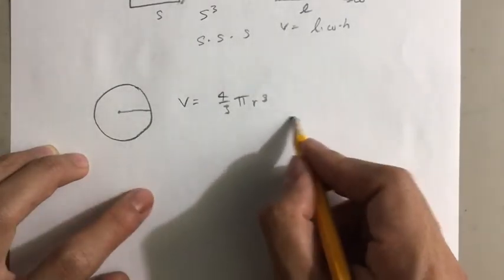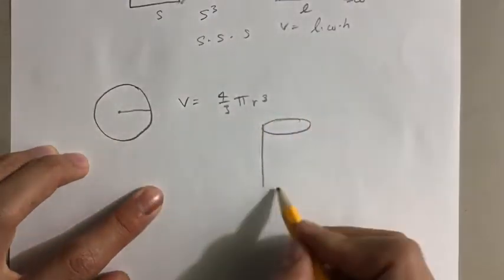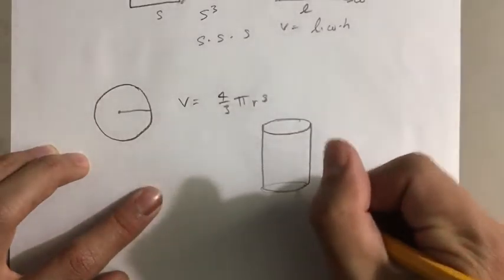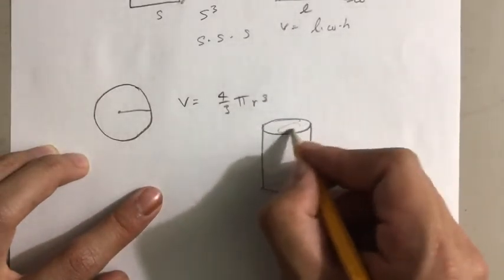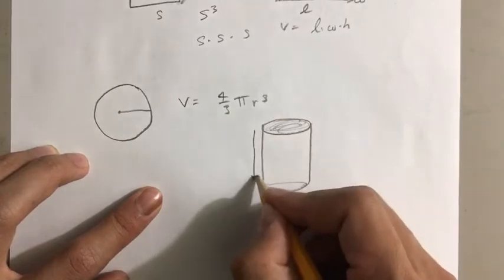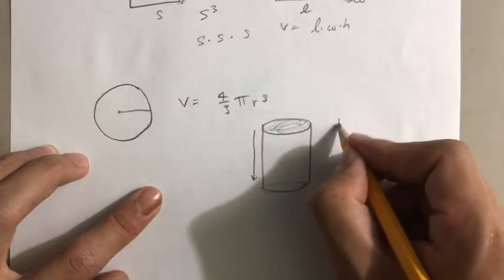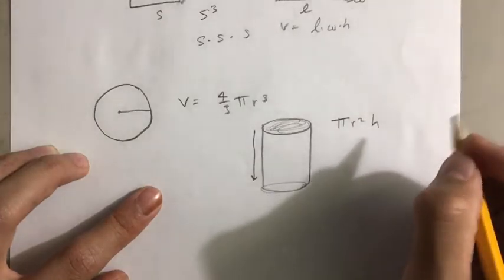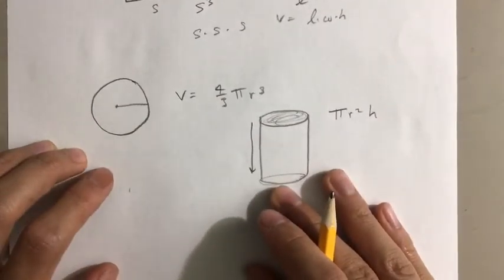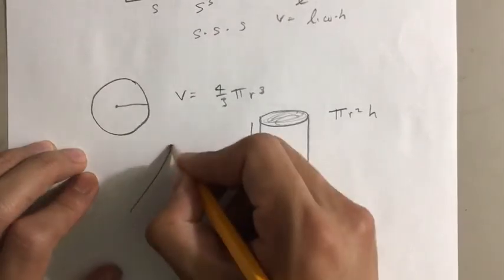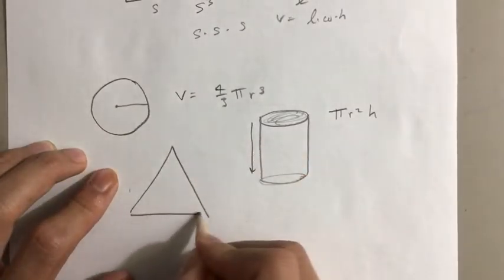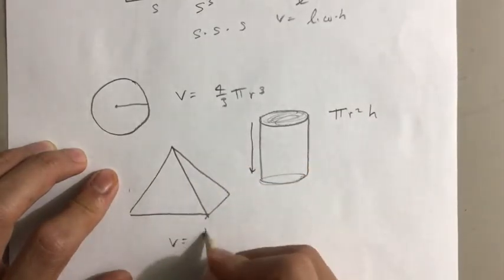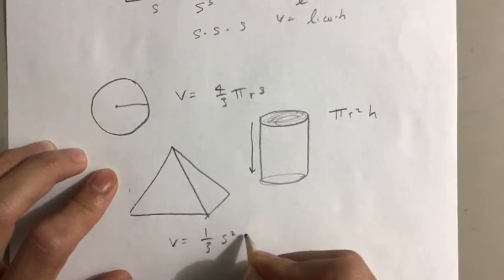Now, the volume of a cylinder is pretty interesting, I think. You just find the area of this circle, and you multiply it by the height. So it's pi r squared times the height. And what's the volume of a pyramid? Well, it's pretty easy. The volume of this pyramid here is 1/3 side squared times height.